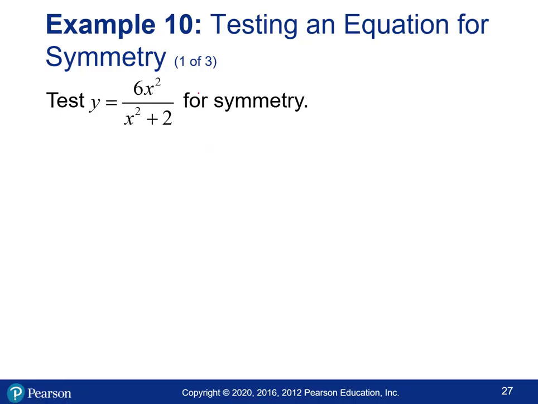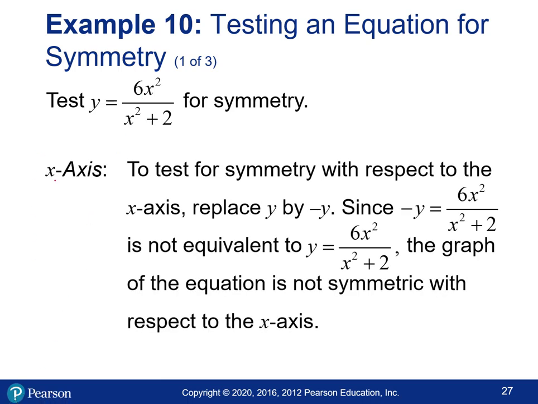All right, let's do another one. So we're going to test this equation for symmetry: y equals 6x squared over x squared plus 2. So x-axis testing. For the symmetry here, put a negative y where there was a y. So notice it's on the left side of the equation, and there's not much you can do to simplify this. If you want, you can just divide both sides by -1, and it would just put a negative on this side and the plus sign here. So that's the only option you can really do for simplifying.